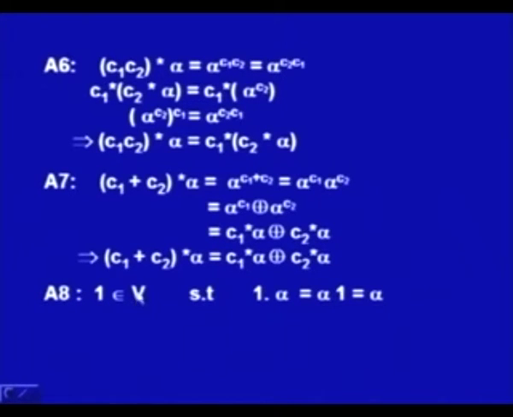And with this we come to the last property, that there exists 1 belonging to V, the set of real numbers, such that 1 multiplied by alpha is equal to alpha times 1, which is alpha. So, there exists a scalar 1 such that 1 alpha is equal to alpha 1 is equal to alpha.